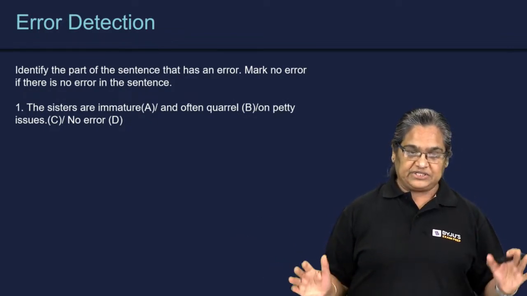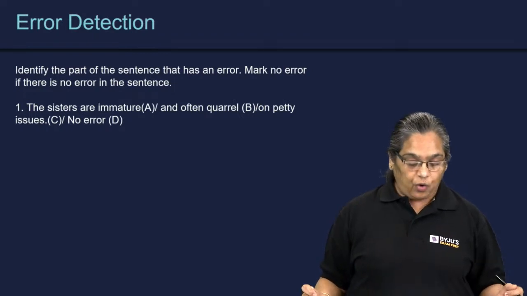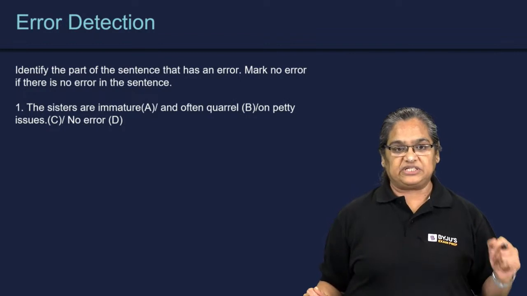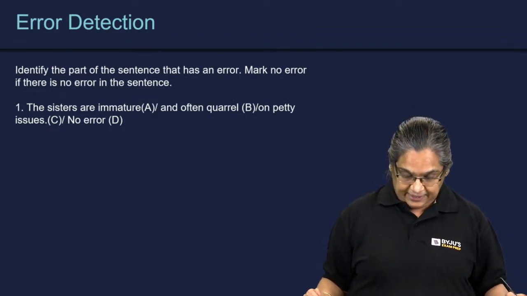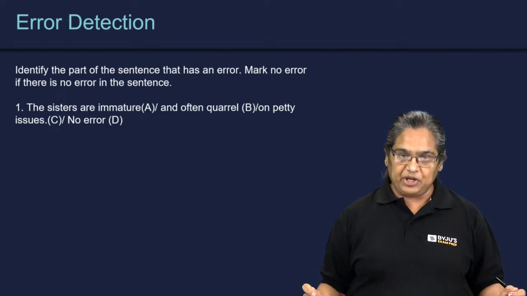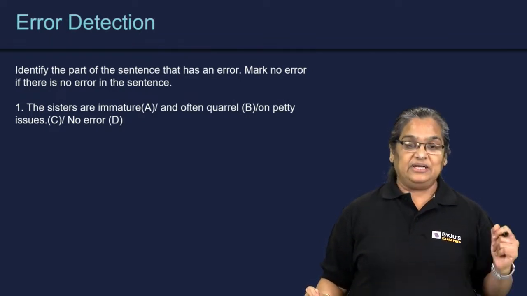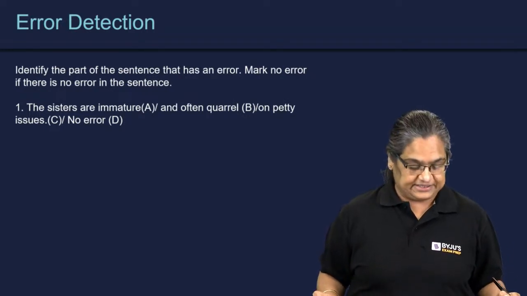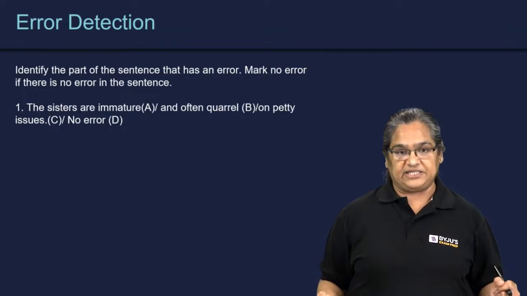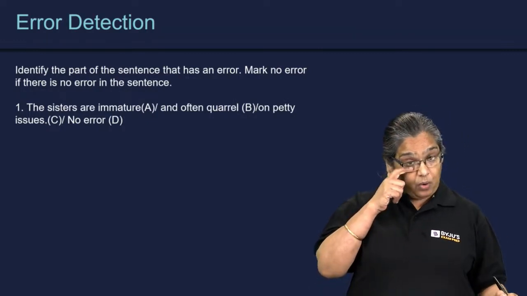So here, this is the sentence given to you. The sisters are immature and often quarrel on petty issues. Which part of the sentence has an error? Is it A, B, C, or no error? Mark A, B, or C if there is an error. Mark D if there is no error. Let's start. Quickly type in your answers. The sisters are immature and often quarrel on petty issues. Is the answer D, C, B, or A?